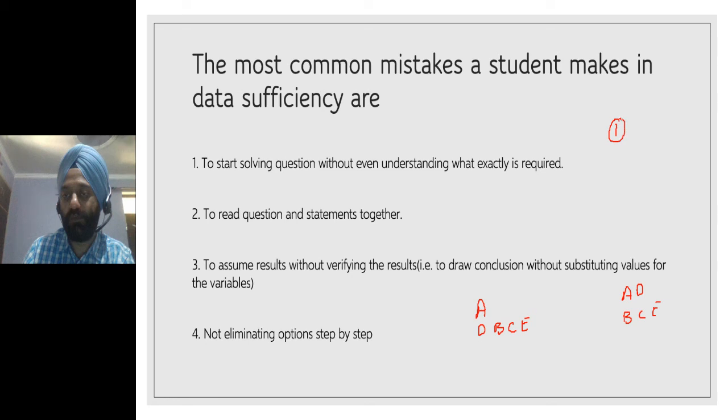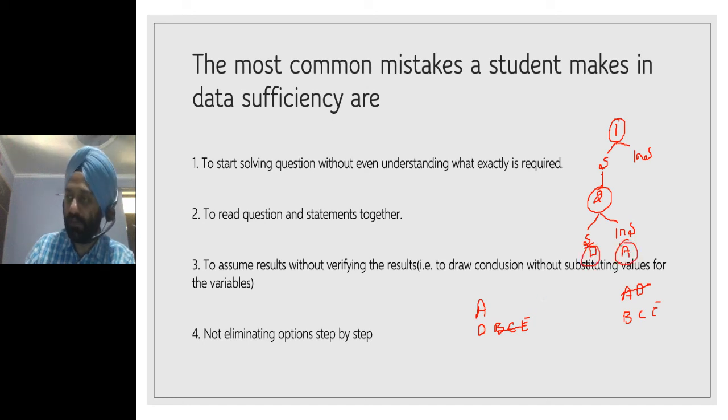So you go to the first statement. Either statement 1 is sufficient or insufficient. If statement 1 is sufficient, eliminate B, C, E, and if statement 1 is insufficient, eliminate A and D. And then if statement 1 is sufficient, you go to statement 2. Statement 2 could be sufficient or insufficient. If statement 2 is sufficient, your answer is D, else the answer is A. So this is how you go step by step by eliminating the options.